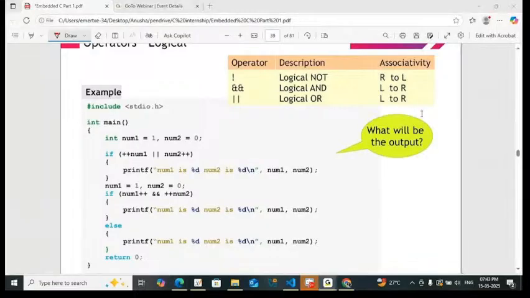Krishna is asking, in my offer letter, my college name was incorrect. When can we change it? You can mail the support team. They will get it corrected.